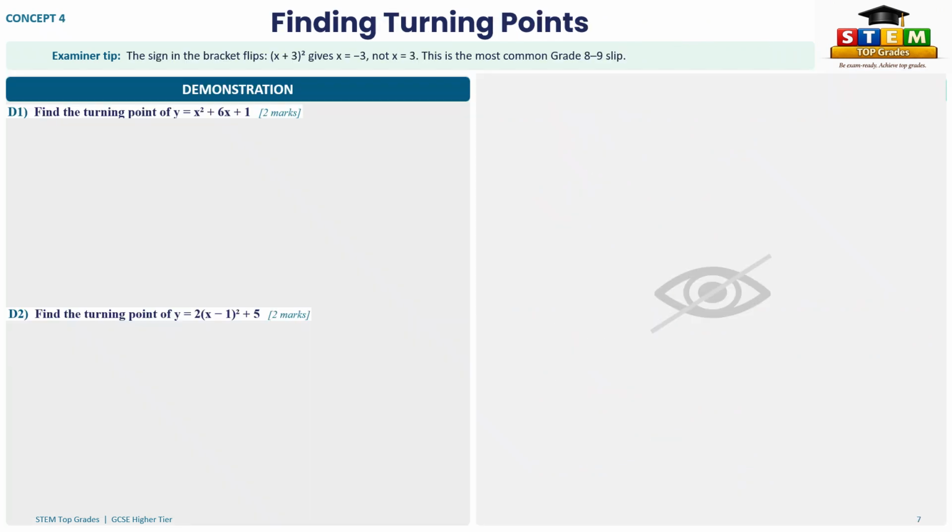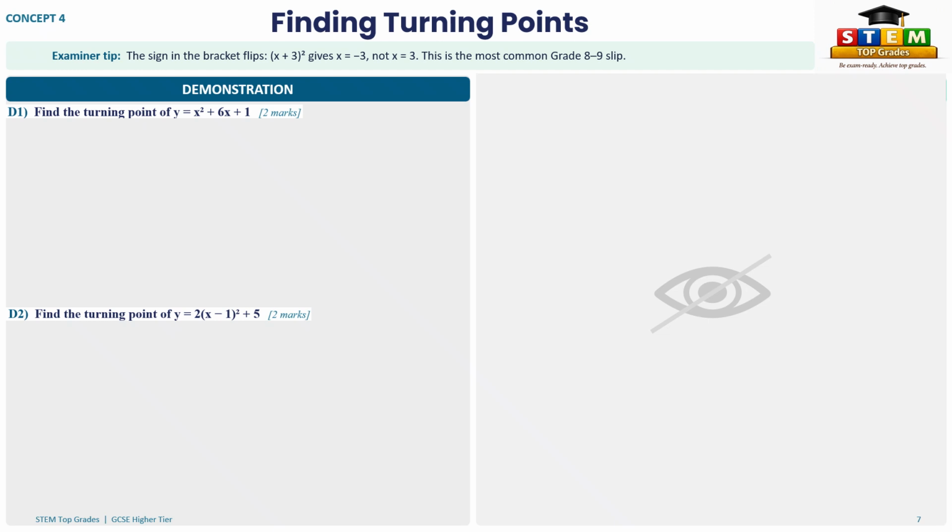Concept number 4, finding turning points. Examiner's tip: the sign in the bracket flips. So x plus 3 squared gives you x minus 3, and not x equals 3. This is the most common grade 8 to 9 slip. Now let's go and practice some questions. Let me do a demonstration for you first.